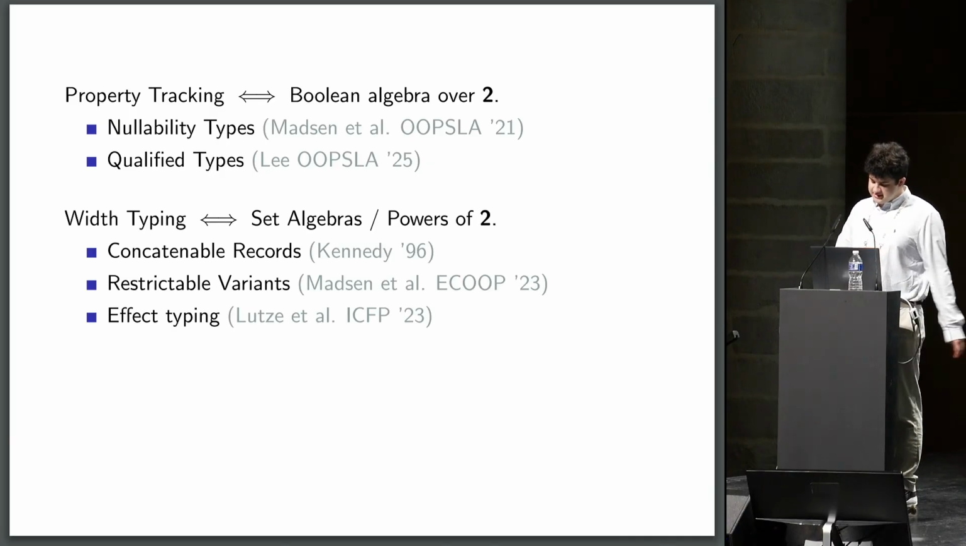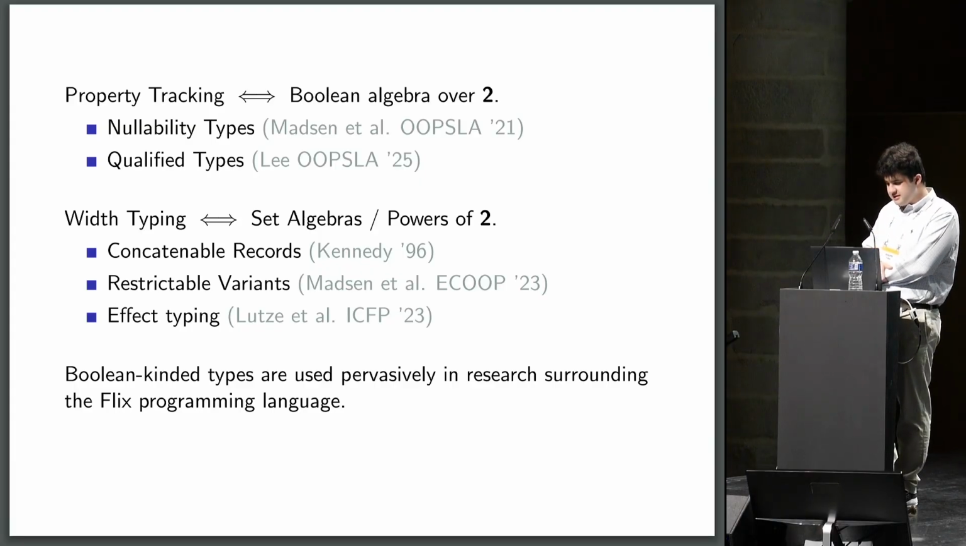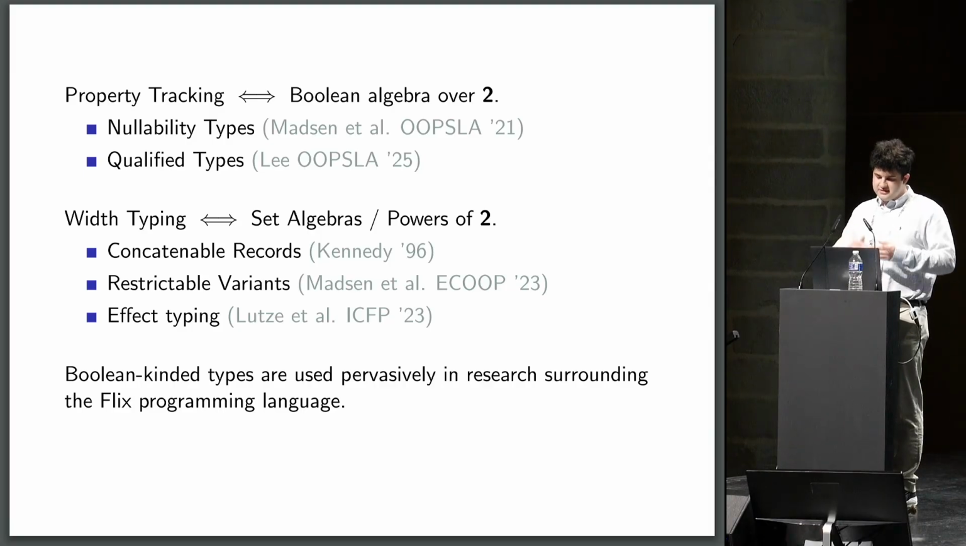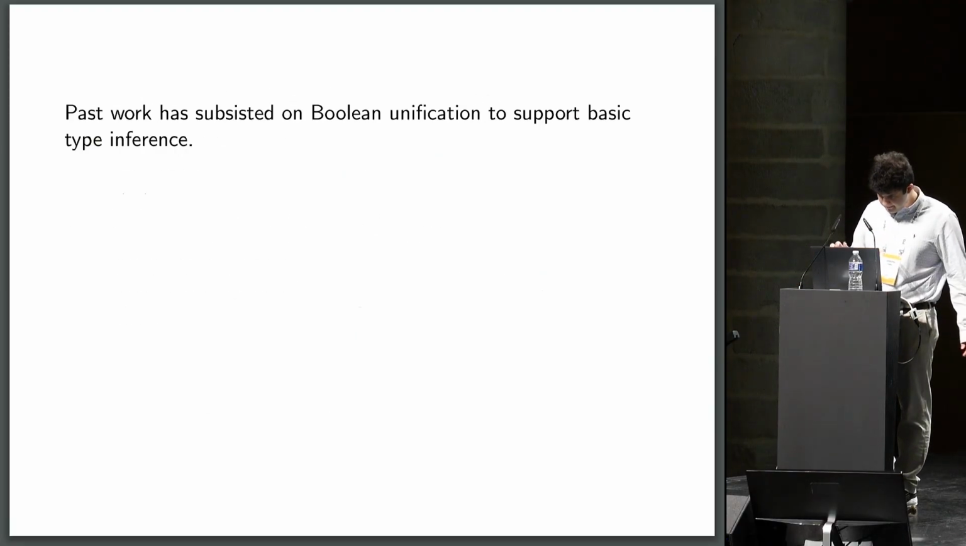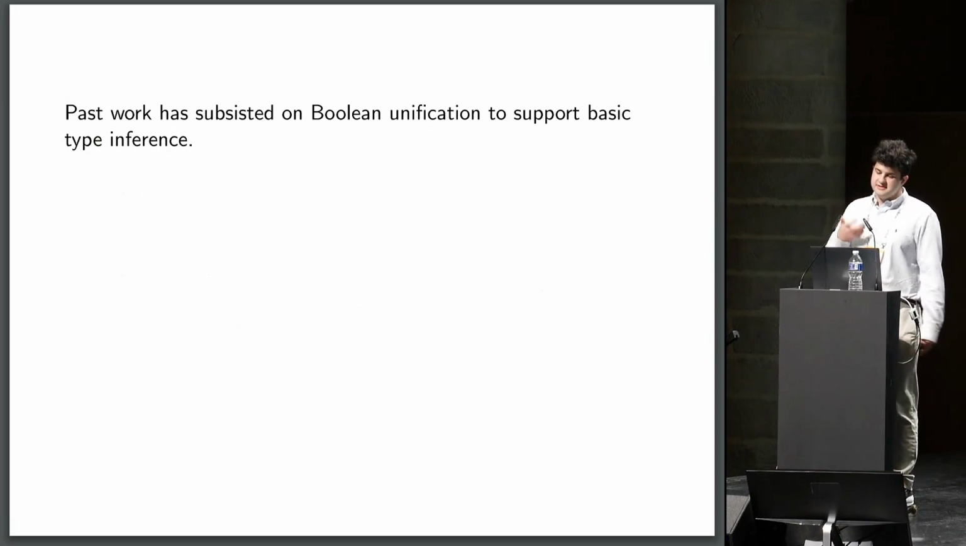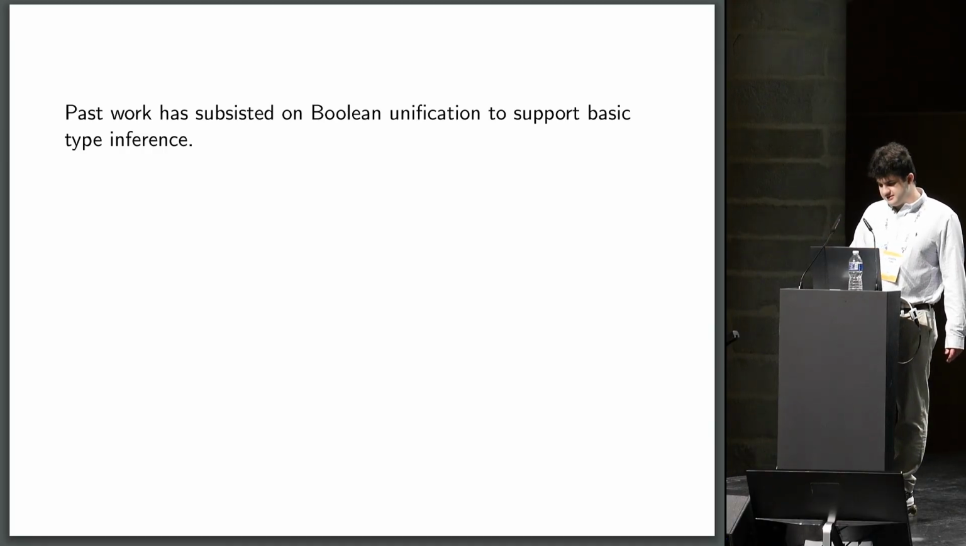Width typing corresponds to powers of 2, and there's real research being done recently by Flix researchers who use Boolean-kinded types in their design of the Flix programming language, right? Particularly important is the recent work on qualified types, which condenses a lot of previous work on type-level properties. It's pretty nifty. Okay, so past work has subsisted on Boolean unification to support basic type inference. But we might want to do more.